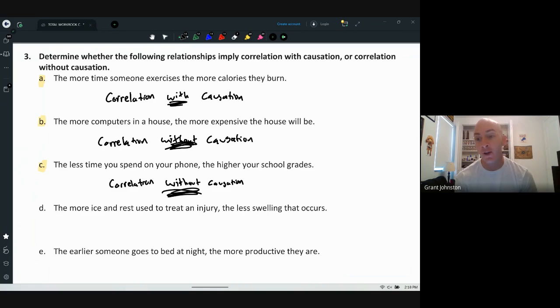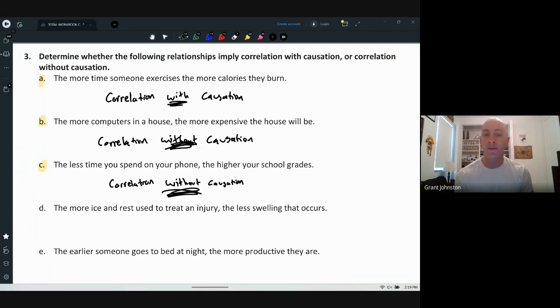It's maybe your IQ, maybe how much time you're studying. Not spending time on your phone doesn't automatically make you get higher school grades. It doesn't cause you to get higher school grades. There's a correlation there, probably, right? Because then you do have time to study and you're not checking Instagram and all this stuff, and you're more focused on your studies, probably. But this isn't a strict causation. This doesn't cause you to get higher grades.